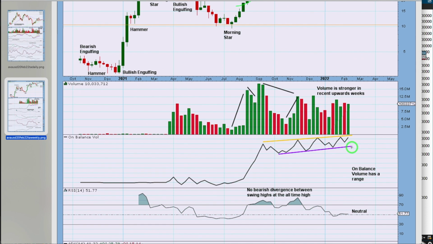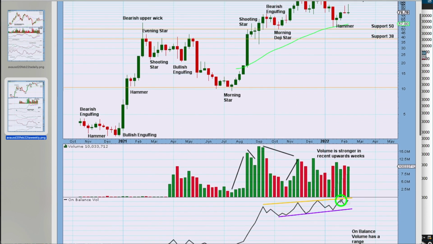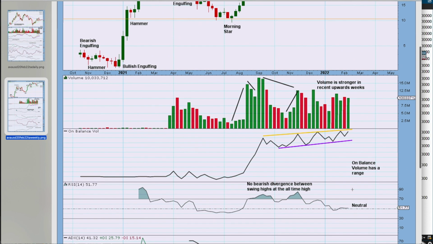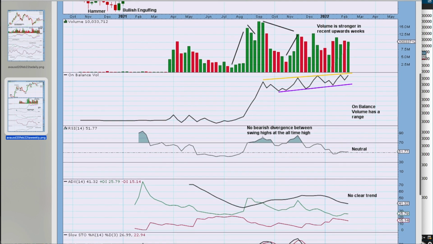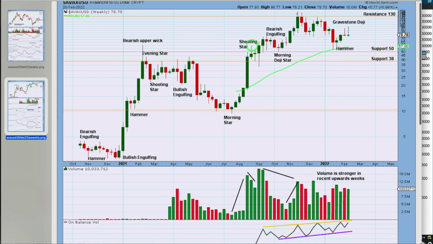On balance volume is quite bullish actually. It's made new highs here, above here, so there's some bullish divergence there. I'd rather use it with trend lines though, and there's no signal with this reasonable resistance or reasonable support. There was no bearish divergence between price and RSI at these highs.